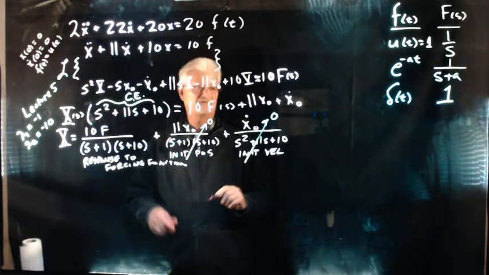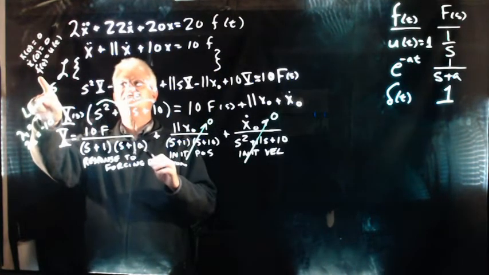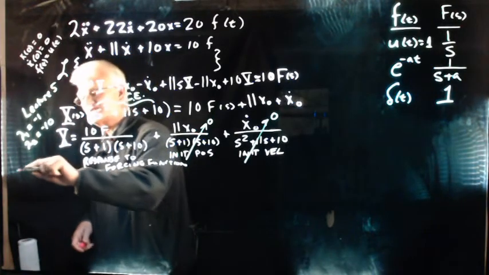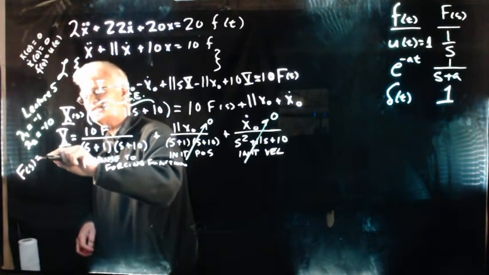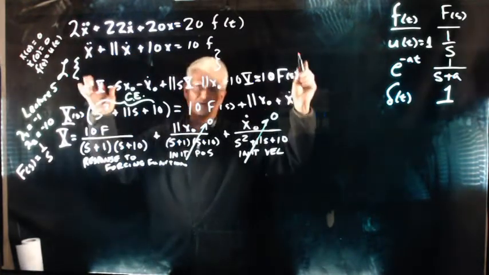That's the response to the forcing function. We don't know very many forcing functions, but what I can say is, if f of t is equal to u of t, then I can also say that F of s is equal to 1 over s. Right? I just go to my Laplace transform, boom, I'm done with that.